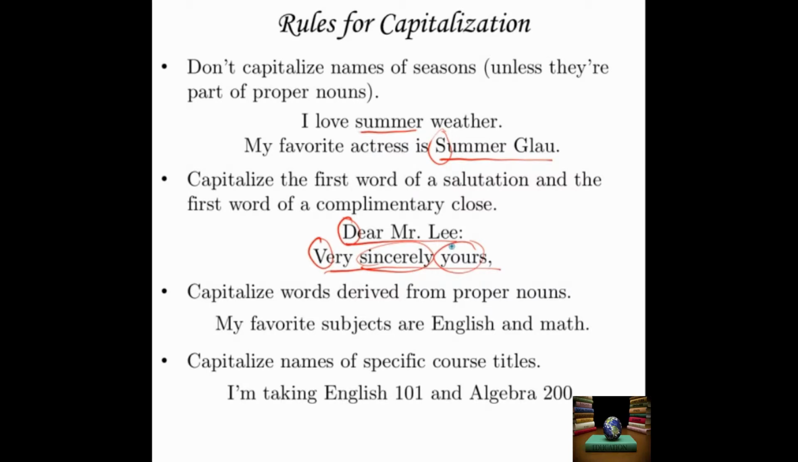Next, capitalize words derived from proper nouns. So, we say, my favorite subjects are English and math. Why do we capitalize the E in English, but not the M in math? Because English comes from England, which is the name of a country, which is a proper noun, so you capitalize English. There is no math land or country of math, so math is not derived from a proper noun, so we don't capitalize it unless it's the first word of the sentence or in some way follows one of these other rules.